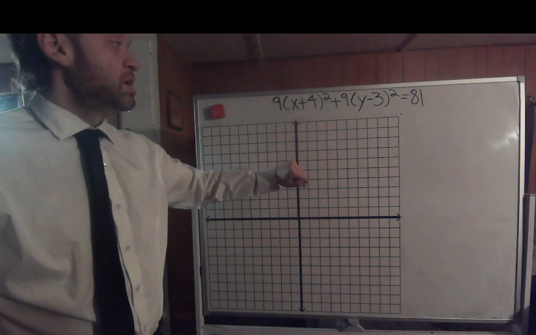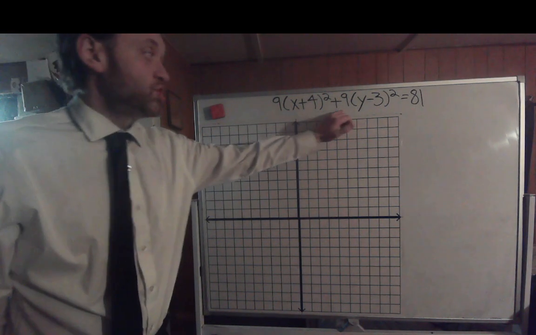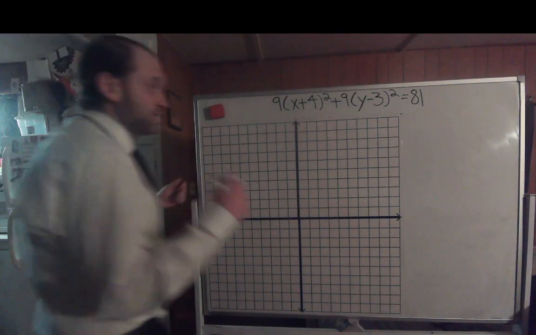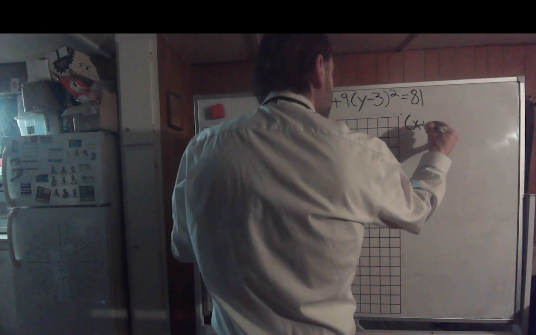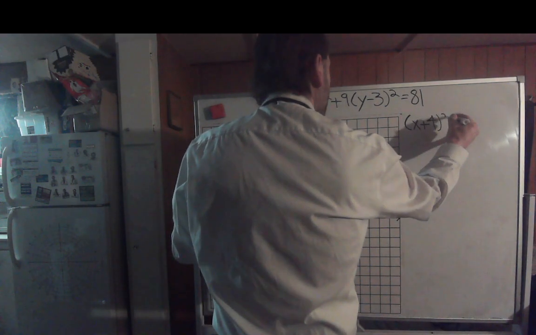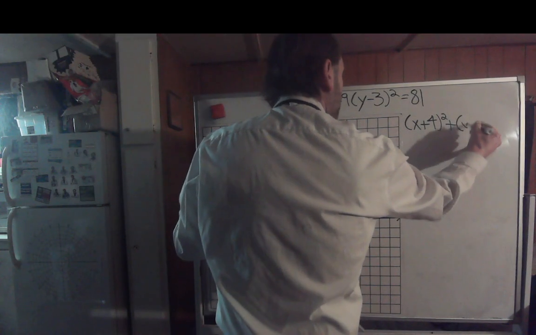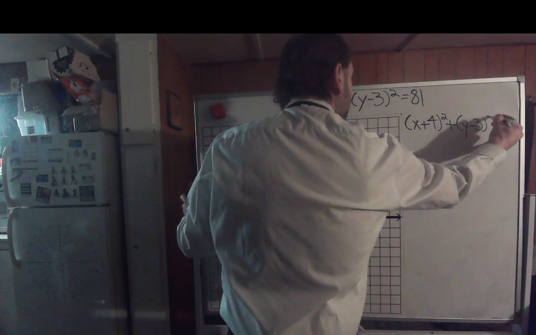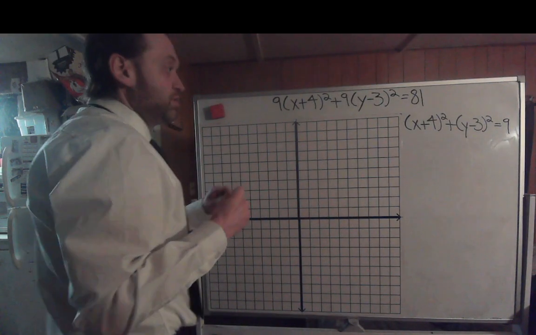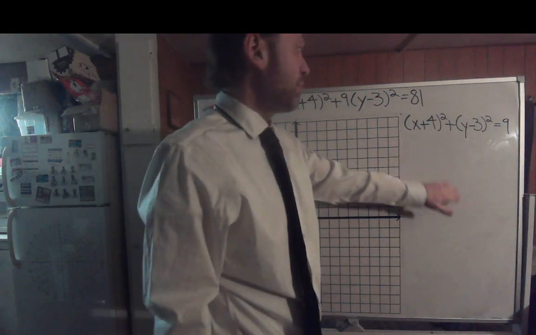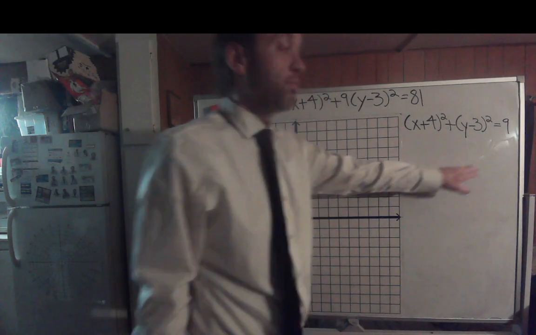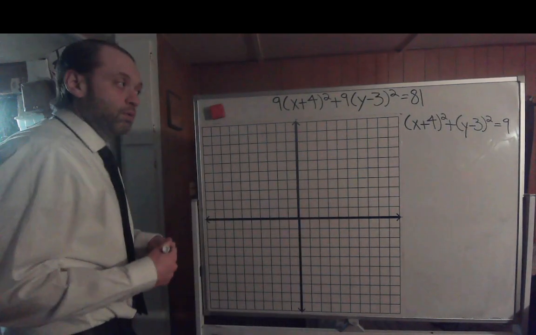So that means we need to make these coefficients 1, so we have to divide both sides by 9. If we do that, you'll end up with (x plus 4) squared plus (y minus 3) squared equals the right-hand side, while 81 divided by 9 is going to be 9. So this reduces into (x plus 4) squared plus (y minus 3) squared equals 9. Now we have a form we can work with.